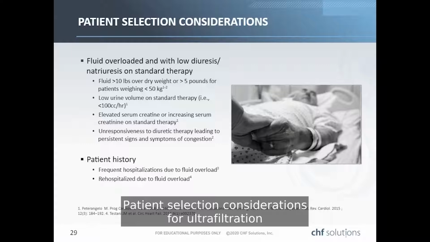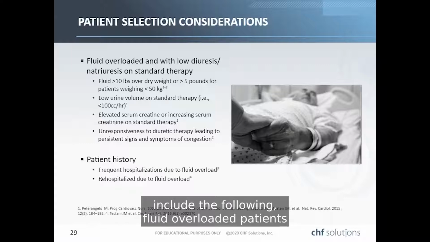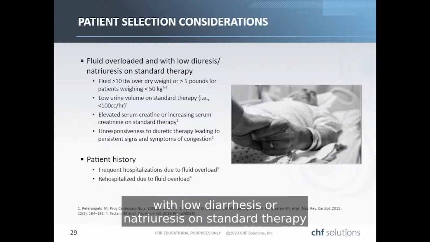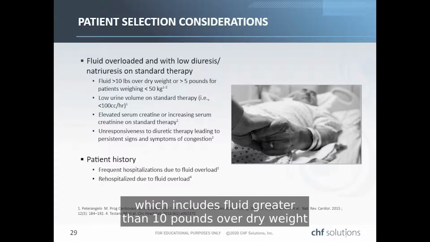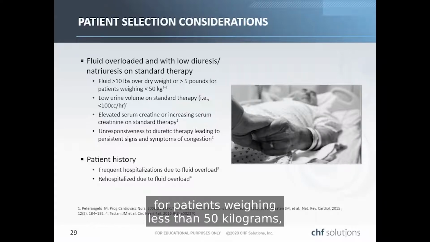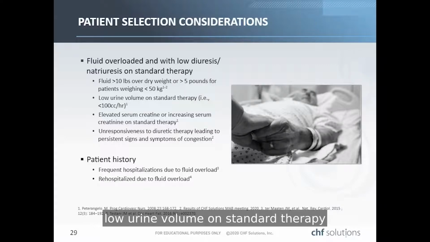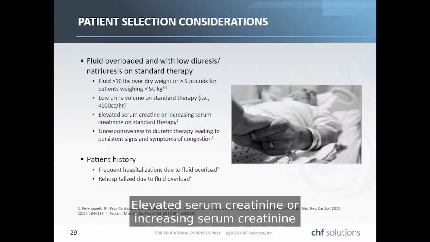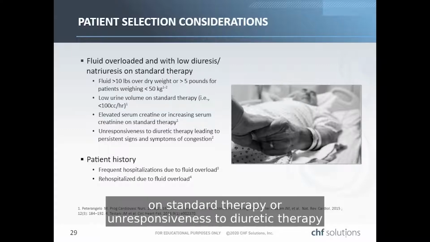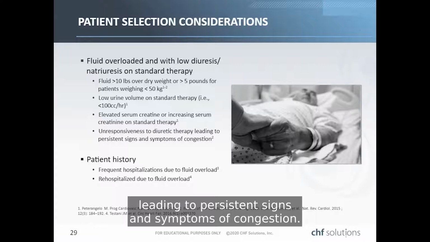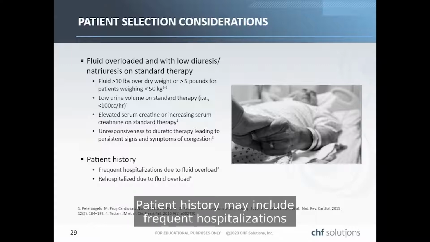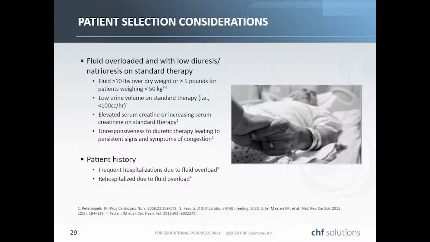Patient selection considerations for ultrafiltration include the following: fluid overloaded patients with low diuresis or natriuresis on standard therapy, which includes fluid greater than 10 pounds over dry weight, or greater than 5 pounds for patients weighing less than 50 kilograms; low urine volume on standard therapy, for example, less than 100 cc's per hour; elevated or increasing serum creatinine on standard therapy; or unresponsiveness to diuretic therapy leading to persistent signs and symptoms of congestion. Patient history may include frequent hospitalizations or rehospitalization due to fluid overload.